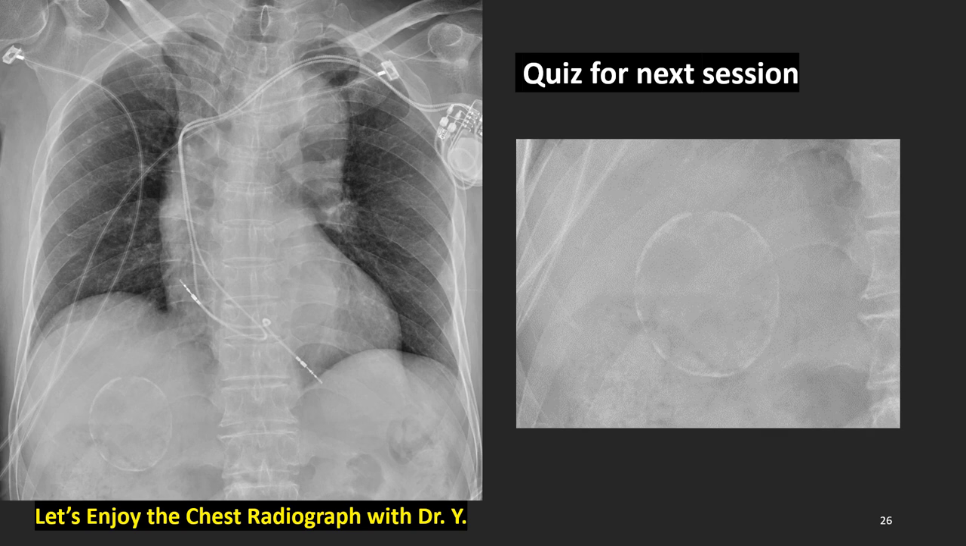This is a quiz for the next session. What do we see? Although this is a chest radiograph, we sometimes find something out of the thorax, out of the lung, because the shoulder, neck, and abdomen are included in this chest radiographic image. Good luck. Wish you good luck.